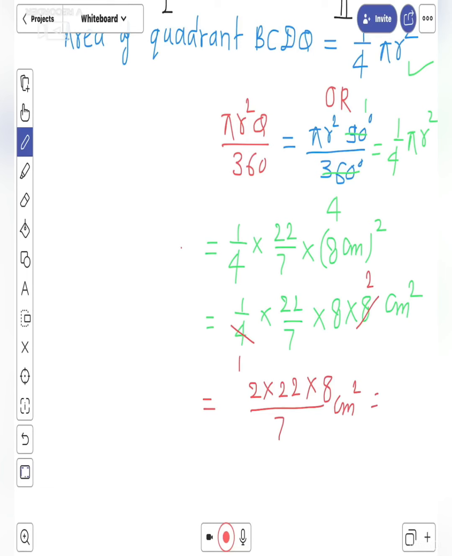So what you will get? You can write this is 22 into 16 divided by 7. Okay, and also simplifying it, 16 twos are 32, and 16 twos are 32 again, and carrying 3, 35. So this is 352/7 centimeter square. You cannot cancel it, so drop this step here. That is, the area of quadrant BCDQ is 352 divided by 7 centimeter square.